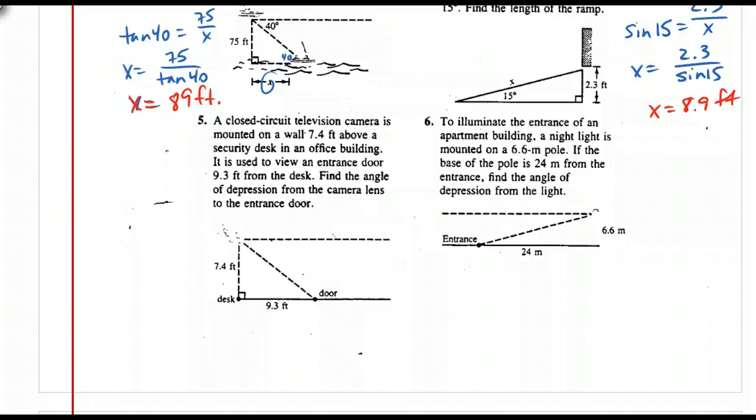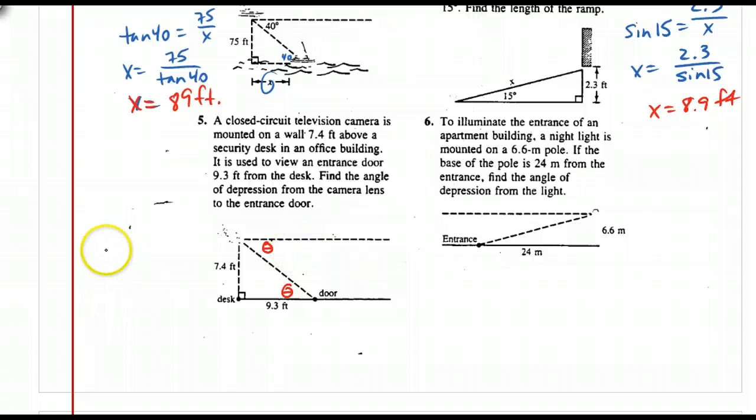Number 5, the closed circuit television problem. Find the angle of depression. Technically, the angle of depression is that angle up there. However, that angle is congruent to this angle down here. So if I find the angle of elevation from the door, that'll give me the answer that I want.